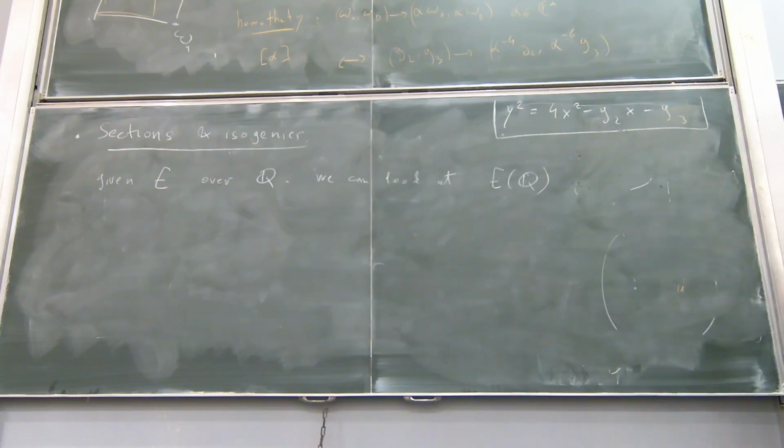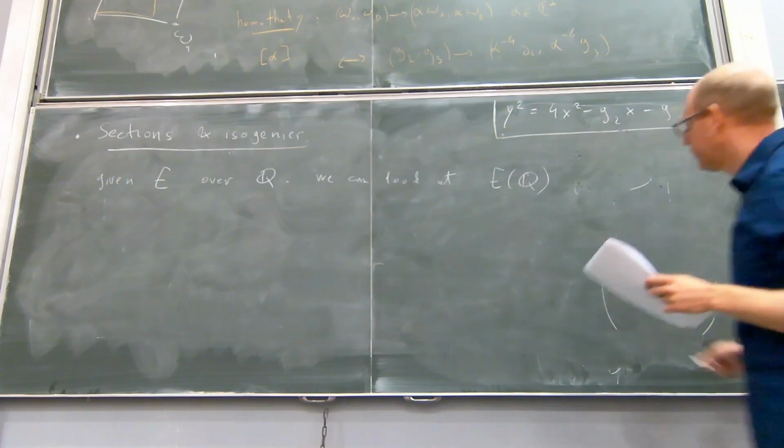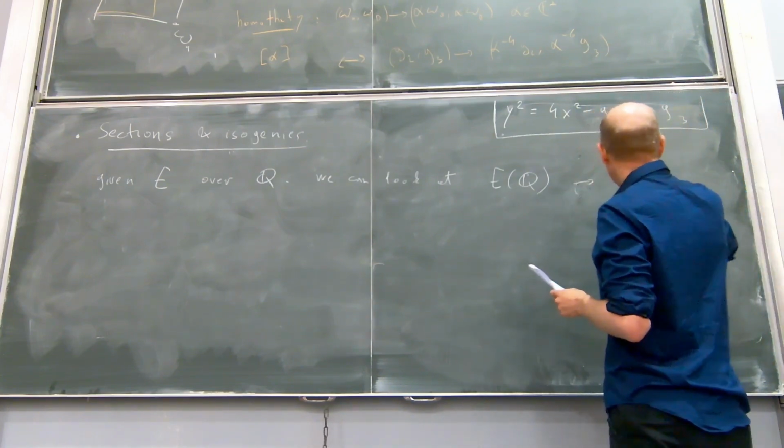And in general, well, it's a well-known deep theorem that there is a finite number, not a finite number, but a finitely generated group of such rational points. So that's rational points.